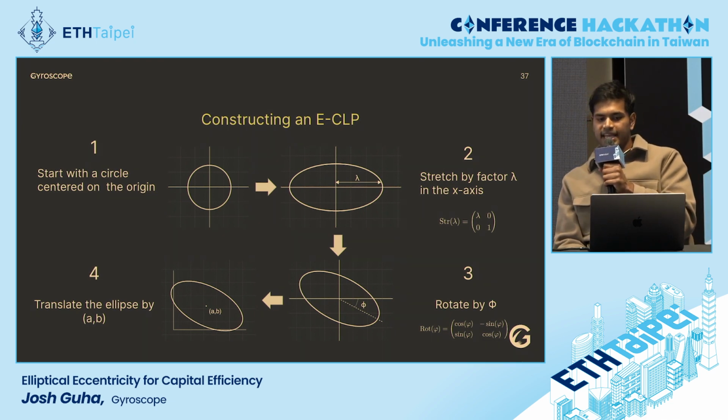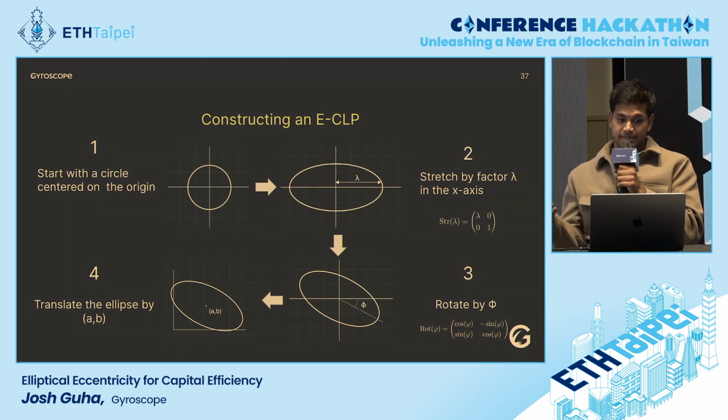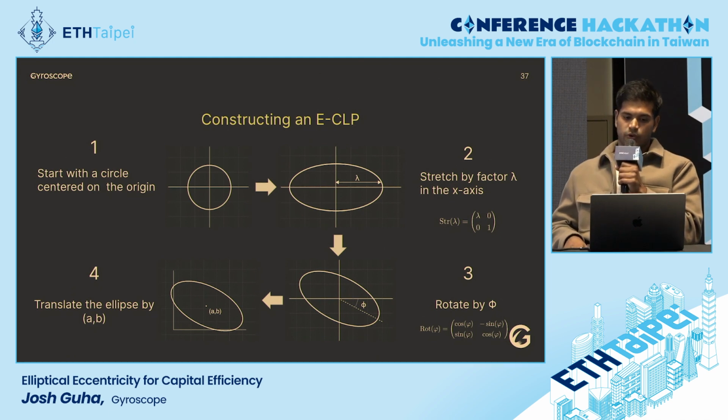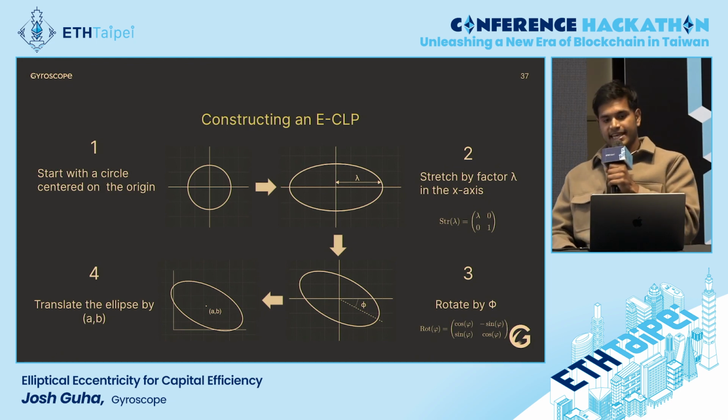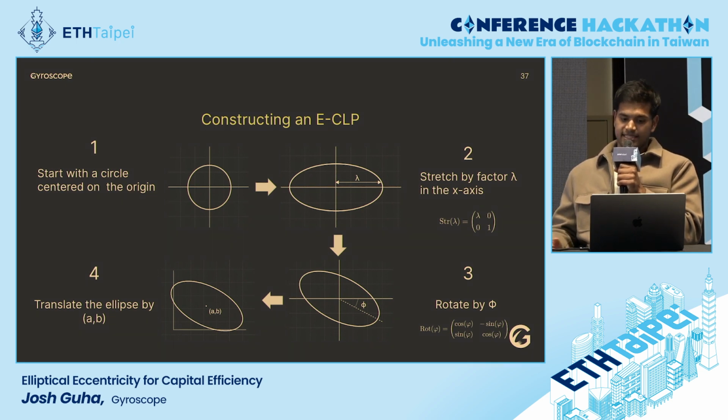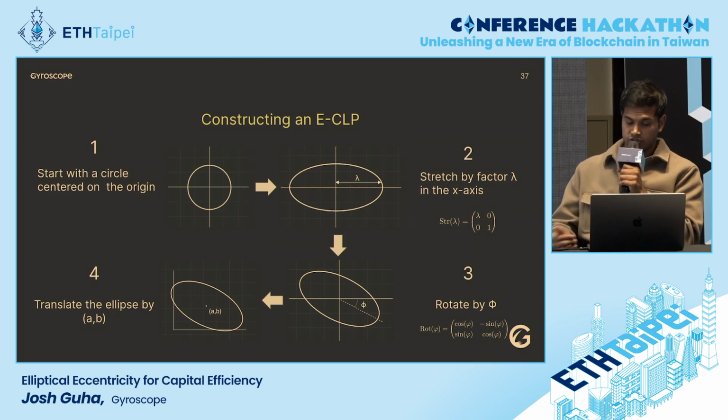So as you can imagine, the combination of all these parameters, the stretch factor lambda, the rotation angle phi, and the translation vector AB, provides a ton of flexibility with which to optimize the ECLP to particular use cases. So for example, stretching the ellipse or increasing its eccentricity means that the final ellipse has a broader, flatter area, which results in lower slippage trades, similar to the stable swap design. Rotating the ellipse can increase or decrease the peg price around which the slippage is minimized, and shifting the ellipse allows the constructor to alter where it intersects the x and the y axes, or in other words, to change the price range over which the ECLP accepts trades.